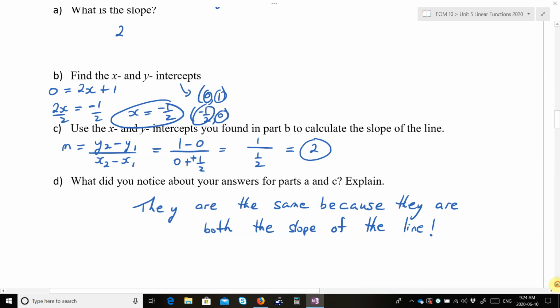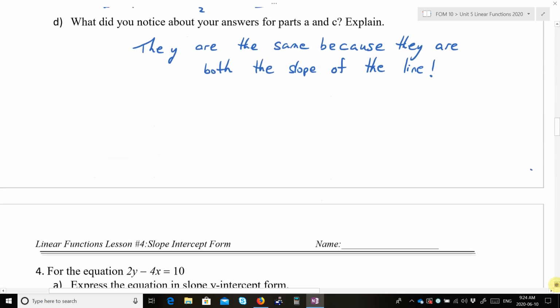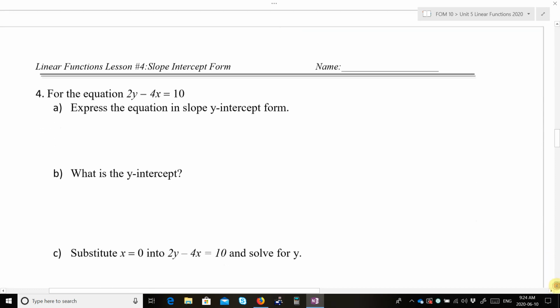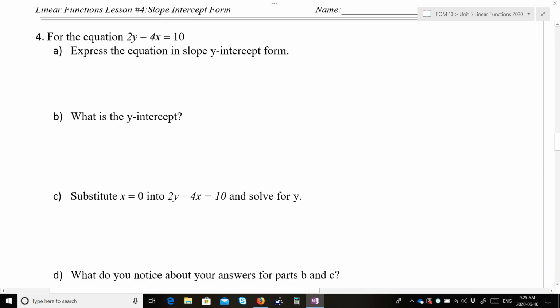All right, everyone, let's move on to number 4. For the equation 2y minus 4x equals 10, express the equation in slope y-intercept form. Slope y-intercept form is y equals mx plus b. Okay, so we just have to get y by itself. I have 2y minus 4x equals 10.